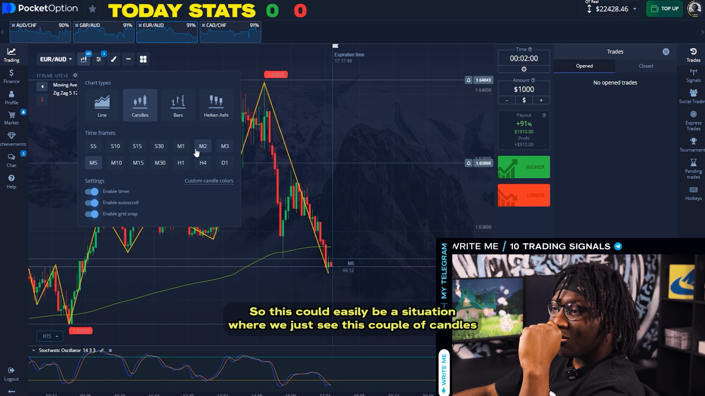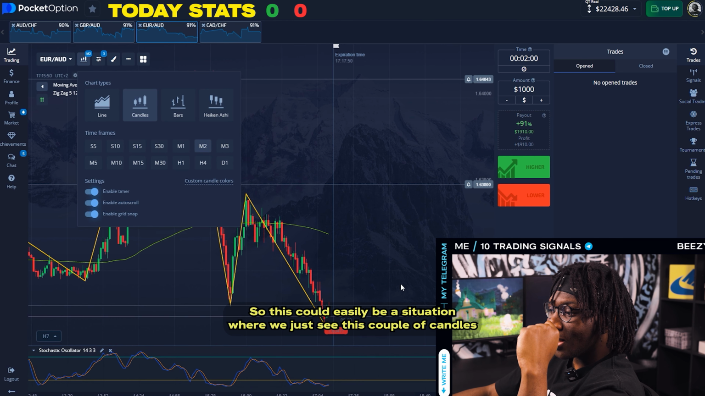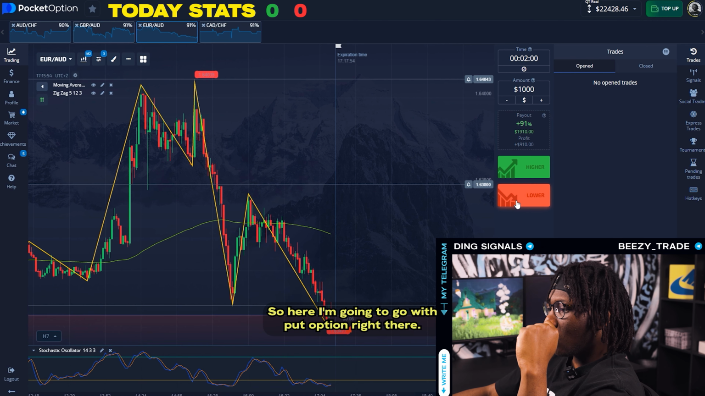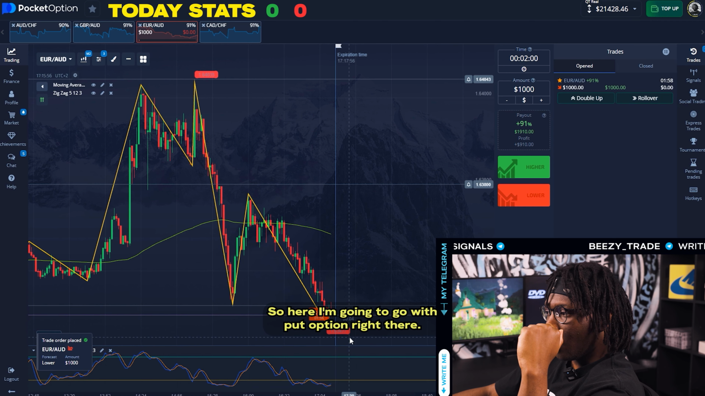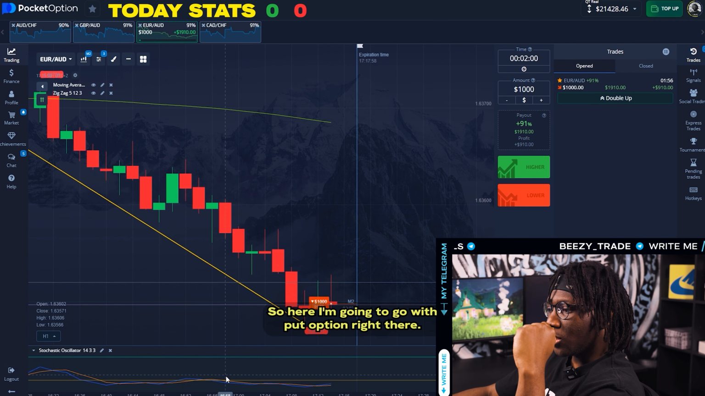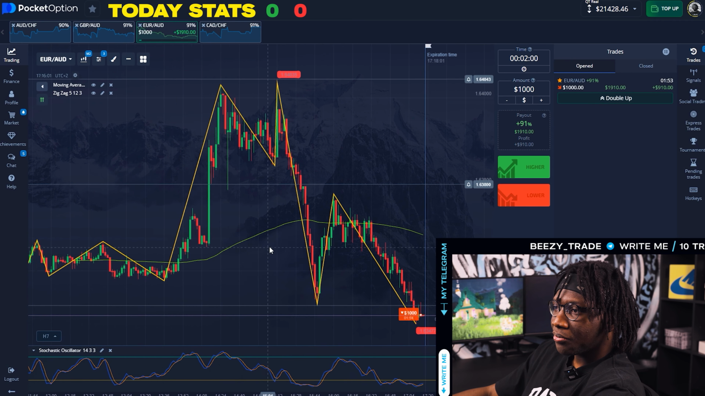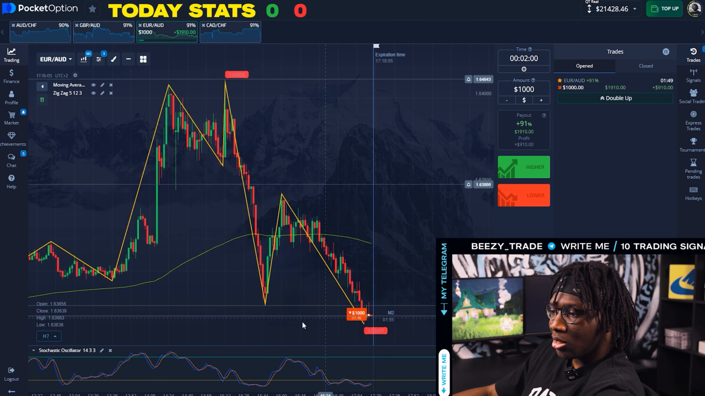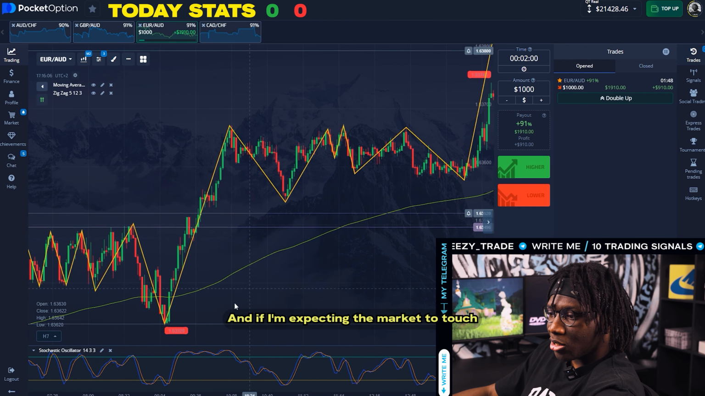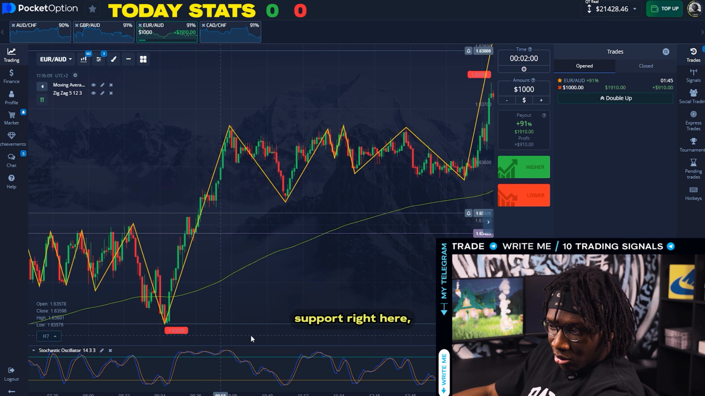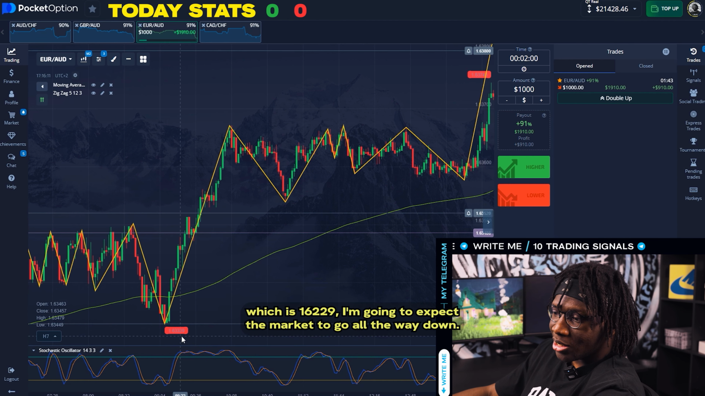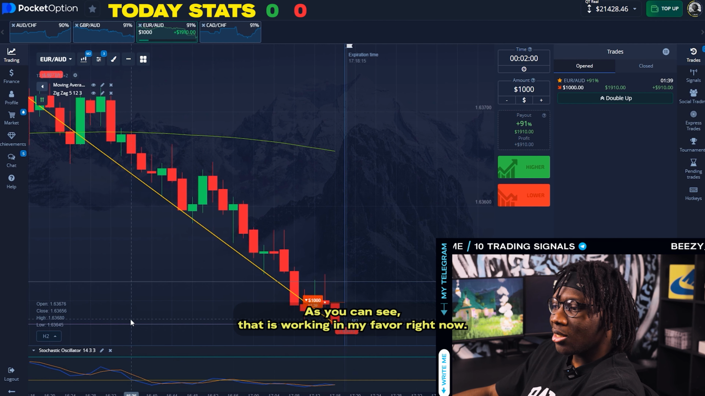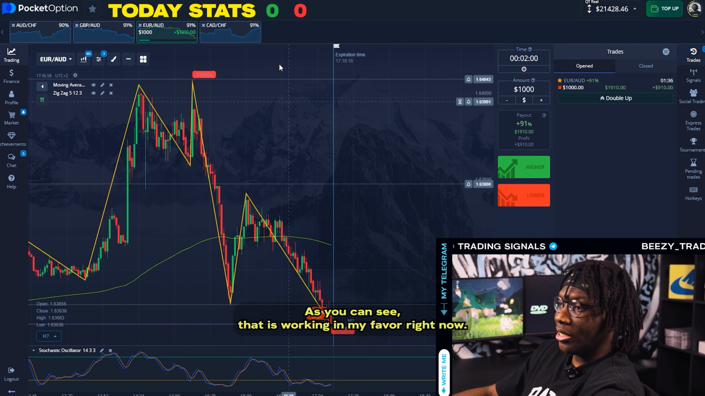So this could easily be a situation where we just see this couple of candles and then the markets continue to dive down. So here I'm gonna go with a put option right there, only because I'm seeing that the market is past this point completely, and if I'm expecting the market to touch support right here, which is 163.29, I'm going to expect the market to go all the way down. As you can see, that is working in my favor right now.